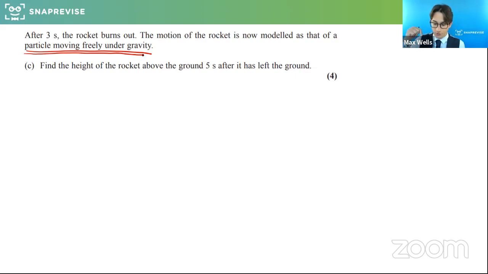The acceleration downwards is 9.8. Remember, a couple of seconds ago, it was accelerating upwards. So that's a consideration we need to be a little bit careful with. The other thing that's easy to forget is that at 3 seconds, it's already 27 meters up, because I'm looking ultimately for the height of the rocket above the ground 5 seconds after it's left the ground.